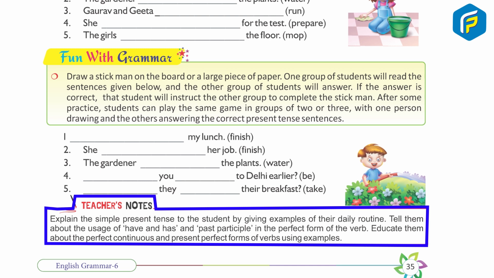Teacher's note: explain the simple present tense to the students by giving examples of their daily routine. Tell them about the usage of have and has and past participle in the perfect form of the verb. Educate them about the perfect continuous and present perfect forms of the verb using examples.